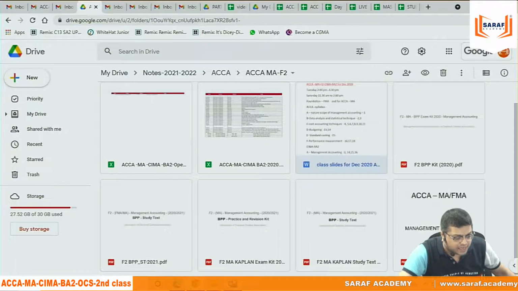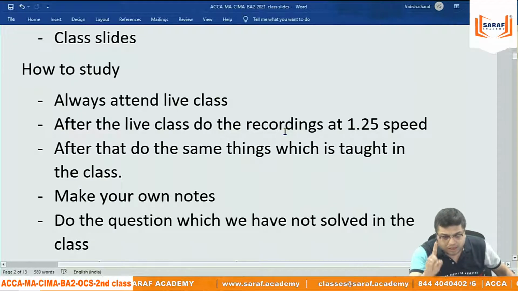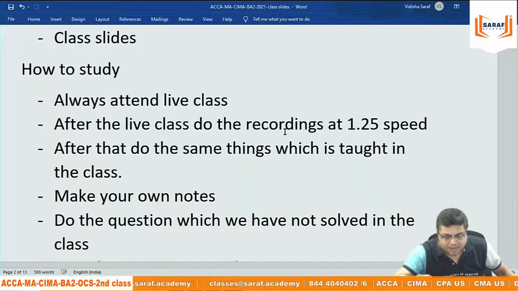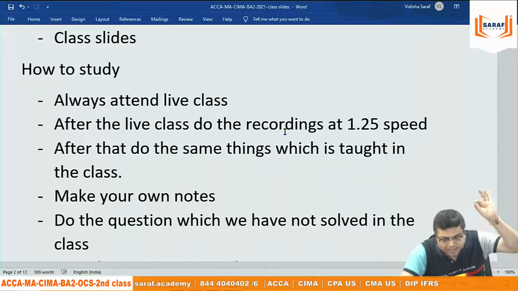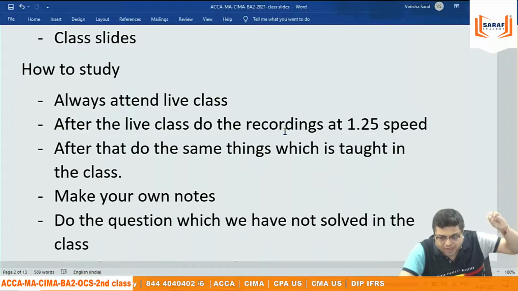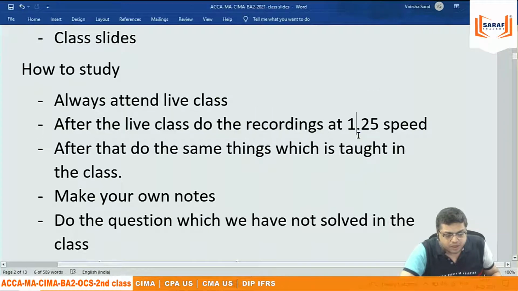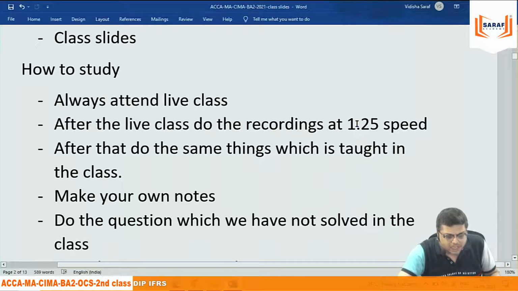I have written down how you have to study. Always attend the live class. After the live class, do the recordings of the same class, for everybody. Even though, suppose Ranita is a champion and suppose Abhinil is an average student, I am just saying as an example. Average student, meritorious student, below average student, everybody needs to do the recording after the class. If you are fantastic, you can increase the speed to 1.25 or 1.5.